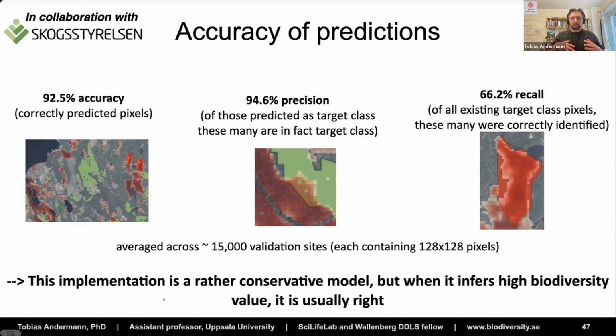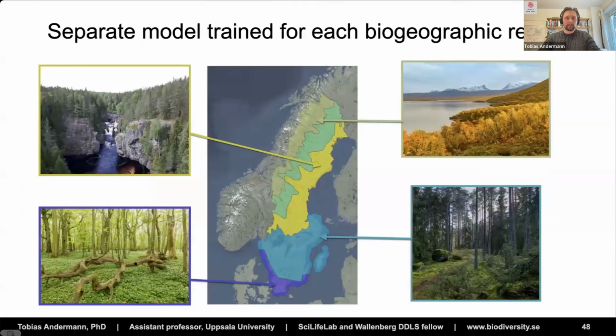So in a way, this model could be looked at as somewhat of a conservative implementation. When it infers high conservation value forests, it's usually correct, but it doesn't make these predictions very easily. So maybe many more forests could be labeled as high conservation value forests than what our model predicts. But I would say it's definitely useful because you can rely on the predictions of the target class.